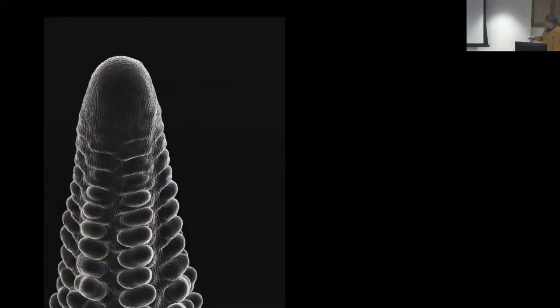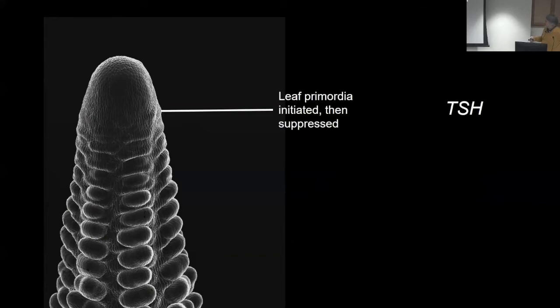And these are all scanning EMs, by the way, and they look impressive, but these are really easy to take. So this is just live tissue. We put it in this SEM, and 2 minutes later, we have an image like this. So you should play around with that.